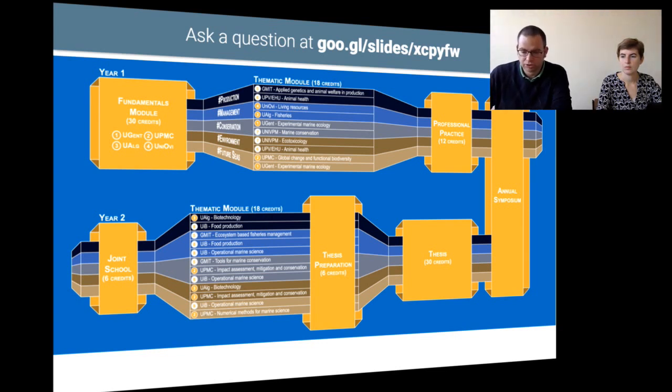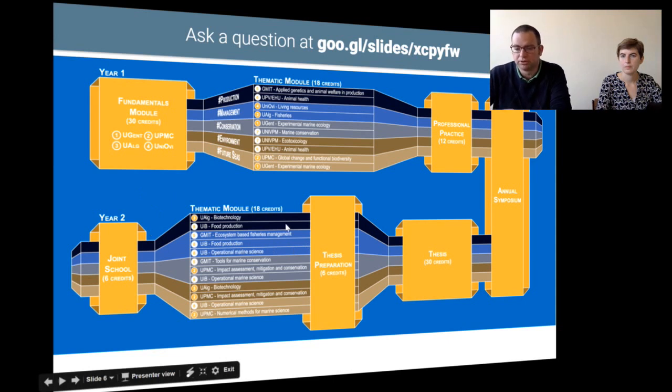After that joint school, you will move to another university to follow a second thematic module within the specialization track you have chosen. So if you were, for example, in the conservation track in the first year, then in the second year you can go to GMIT, UPMC, or the University of Bergen to follow a specific thematic module.